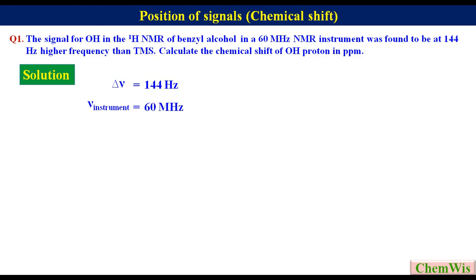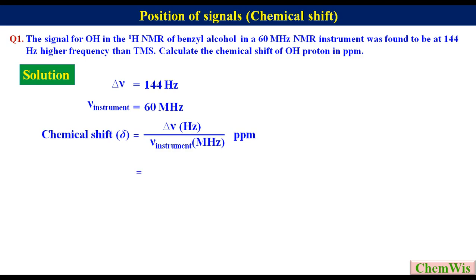We know that chemical shift in ppm is equal to delta nu in Hertz upon instrumental frequency in megahertz. So the chemical shift will be 144 upon 60 ppm, that will be equal to 2.4 ppm.